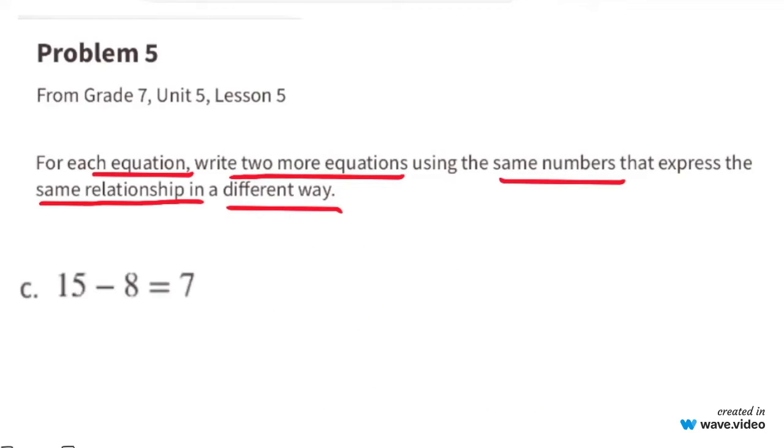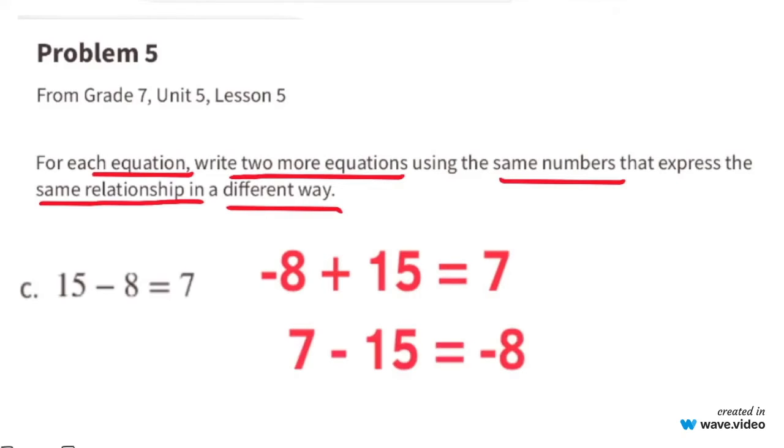C. 15 minus 8 equals 7. Negative 8 plus 15 equals 7. 7 minus 15 equals negative 8. Let's do one more. 7 plus 8 equals 15.